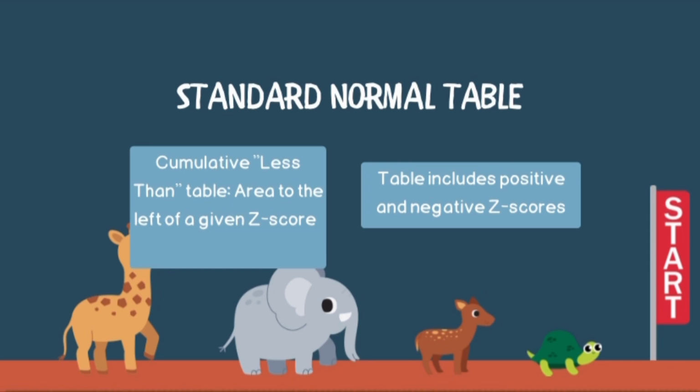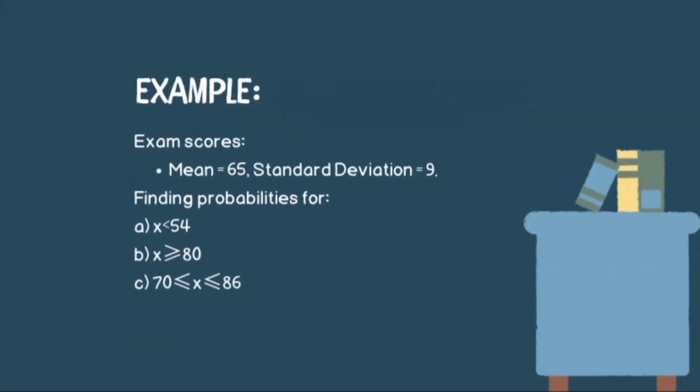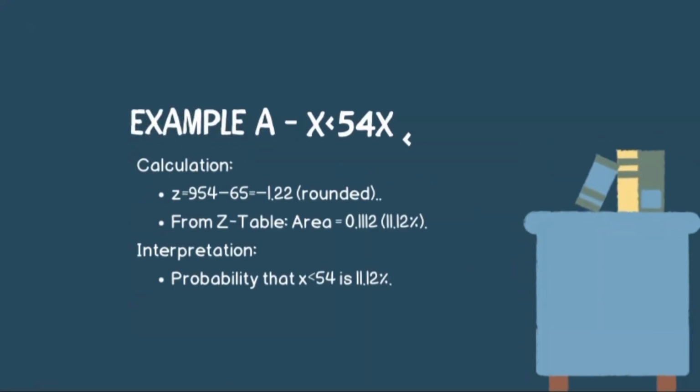Let's look at an example. Scores on an exam are normally distributed with a mean of 65 and a standard deviation of 9. We want to find the percent of scores satisfying A, B, and C here. In A, we want the probability that x is less than 54. So, for x equals 54, the corresponding z-score is 54 minus 65 divided by 9.